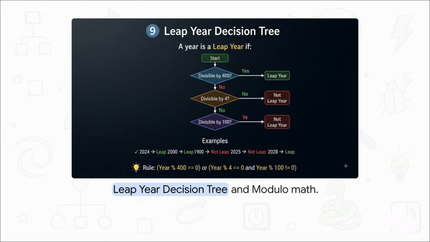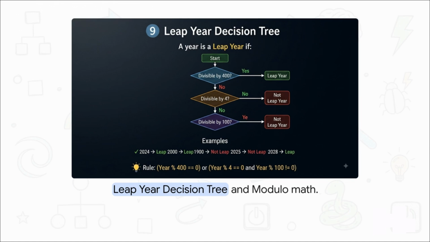So once we have that year, how do we actually calculate if it's a leap year? We use modulo math. That's the percent sign operator you see in Python, which just finds the remainder of division. The golden rule is this: a year is a leap year if it is perfectly divisible by 400, or if it's divisible by 4 but specifically not by 100. This is a classic coding trap.